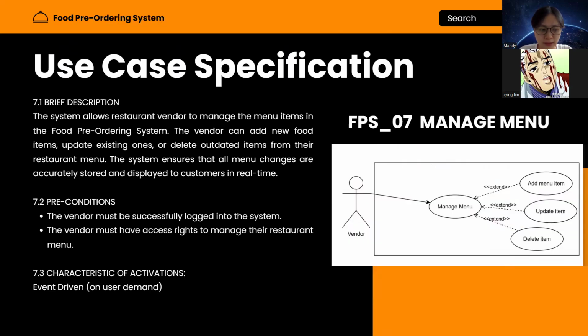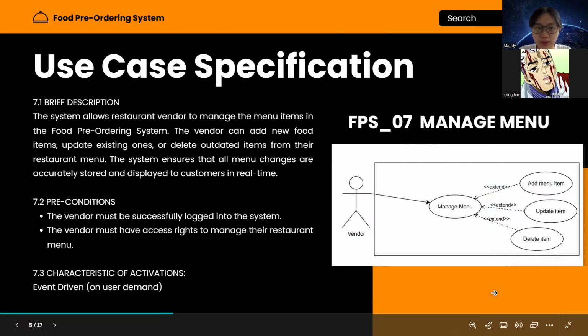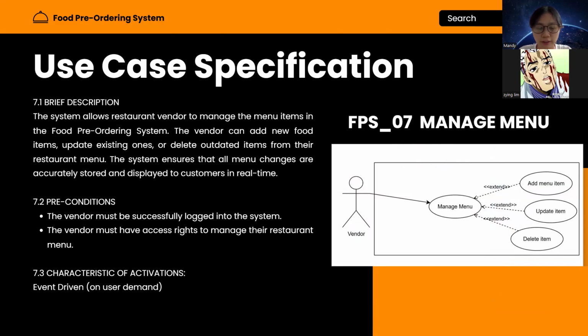This is our use case specification, and this is manage menu. Firstly, the brief description. The system allows the restaurant vendor to manage the menu items in the food pre-ordering system. The vendor can add new food items, update existing ones, or delete items from their restaurant menu. And the system ensures that all menu changes are accurately stored and displayed to the customer in real time.